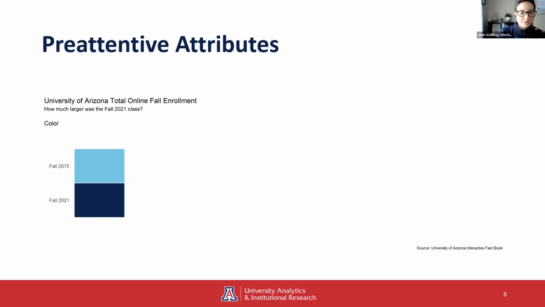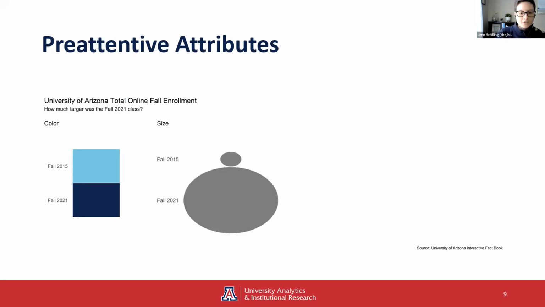So first, in this example, I'm going to use color. Comparing two numeric values using only color is pretty difficult if we're trying to quantify the difference. We can tell that fall 2021 is darker and therefore probably more, but we can't really quantify how much darker blue it is than 2015.